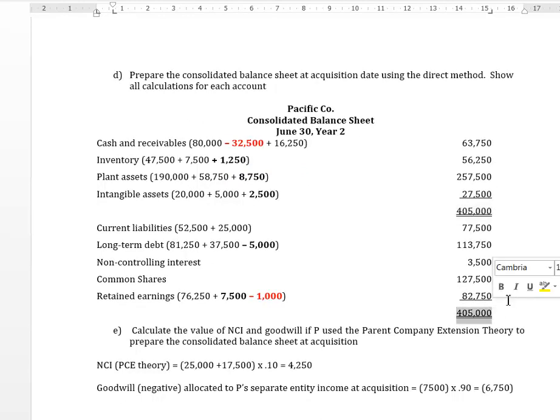Now a few of you got that, which was great. Some of you were off by the amount of the goodwill because some of you included goodwill in here as negative. So it threw your numbers off a bit. But you still did okay.